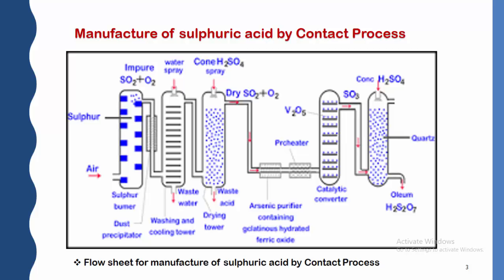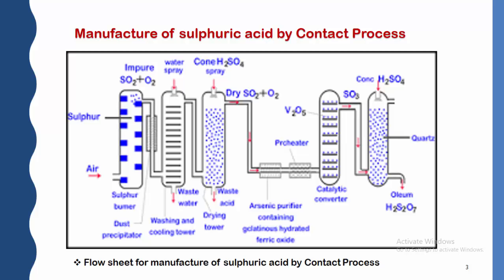The flow sheet of sulfuric acid divides into different parts. From this picture we can see there are 5 to 6 towers. The first is the dust chamber, second is the scrubber, third is the drying tower, and fourth is the arsenic purifier. After the arsenic purifier there is a preheater. Before the preheater there is a testing box, then the converter, and at the end there is an absorption unit.